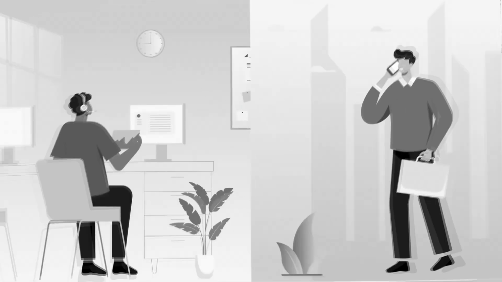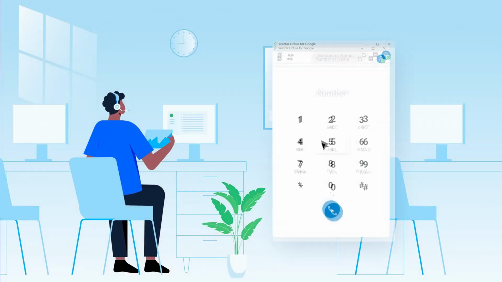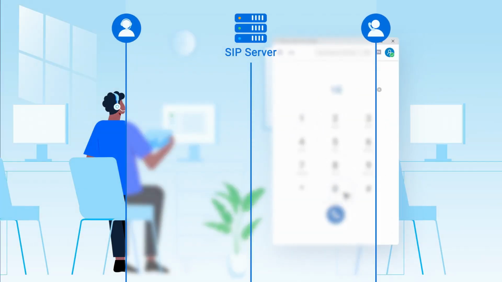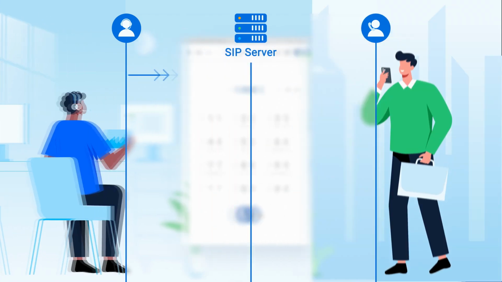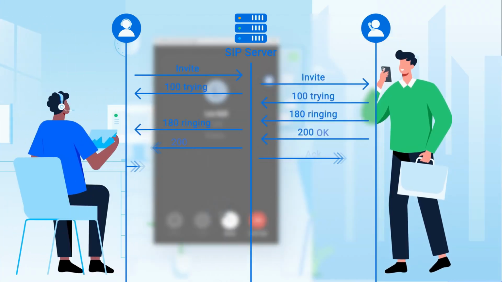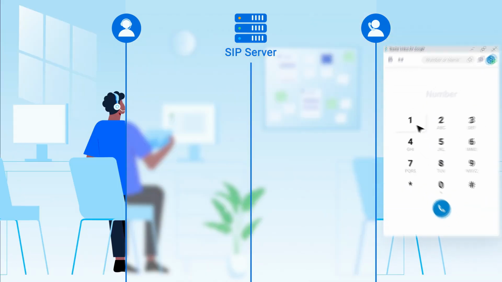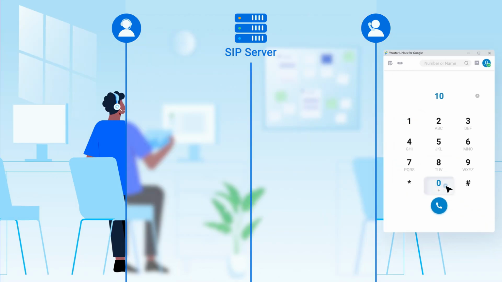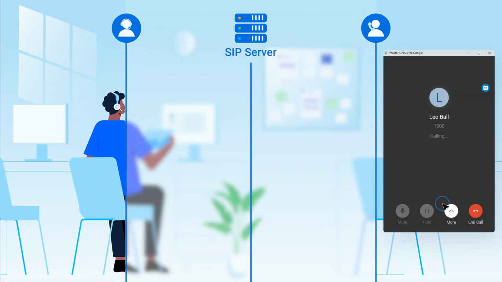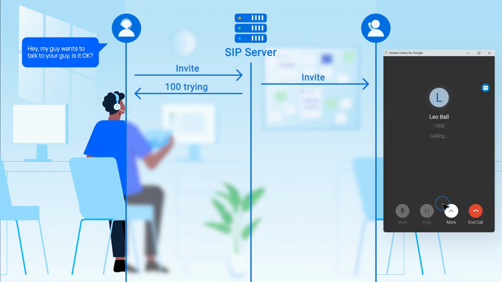However, before you can really start a conversation, your phone must first talk to your colleague's phone to establish a communication session using a series of signals. Let's break it down. Right after you dial the number, your phone actually sends an invitation through the SIP server to your colleague's phone that basically says, "Hey, my guy wants to talk to your guy.